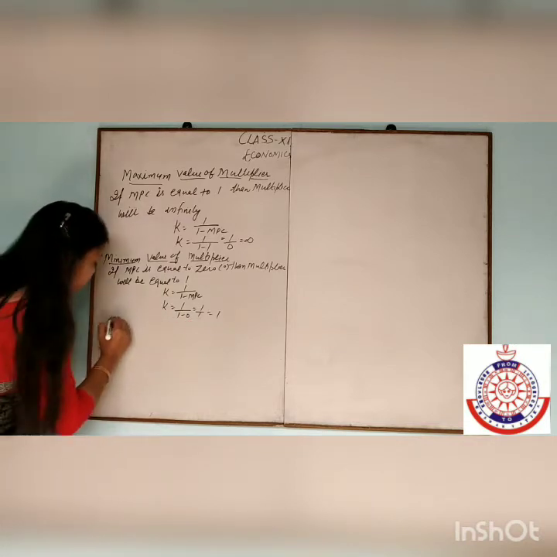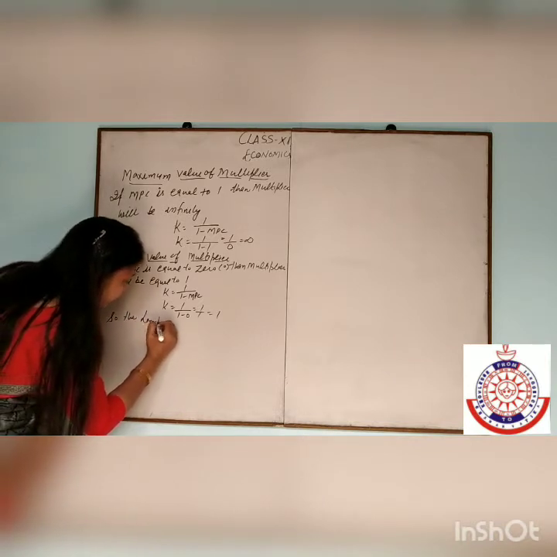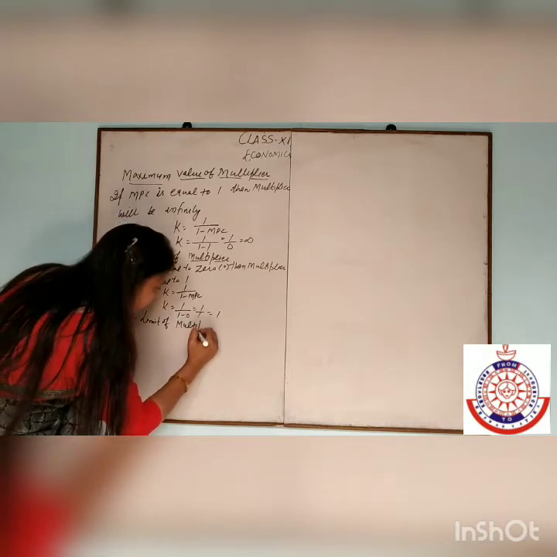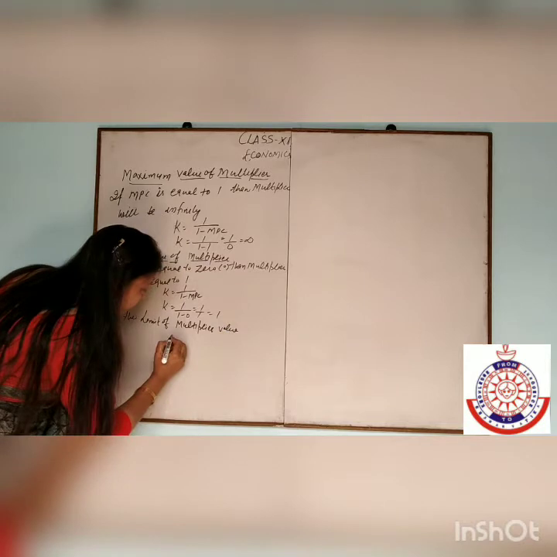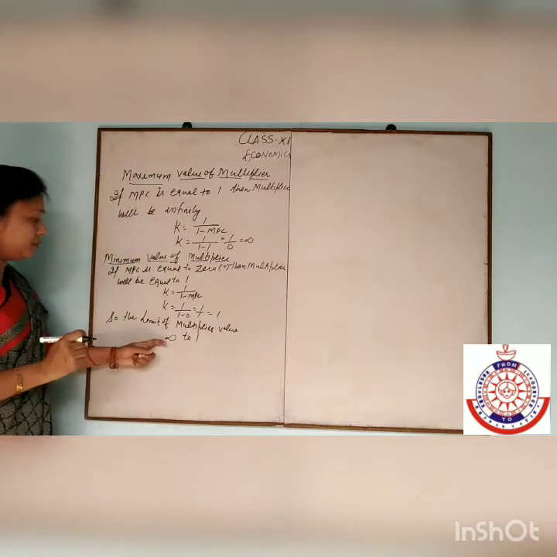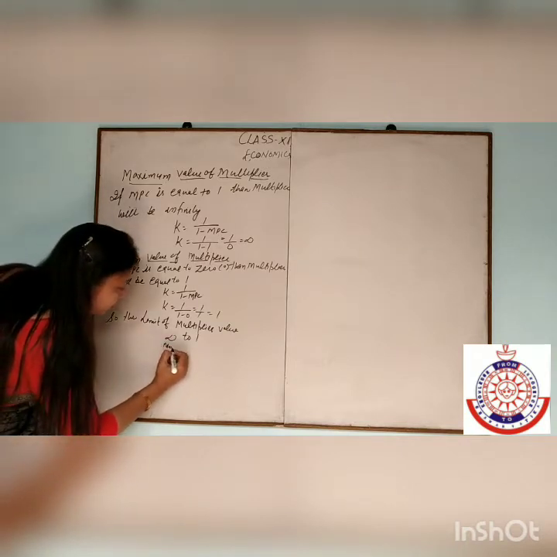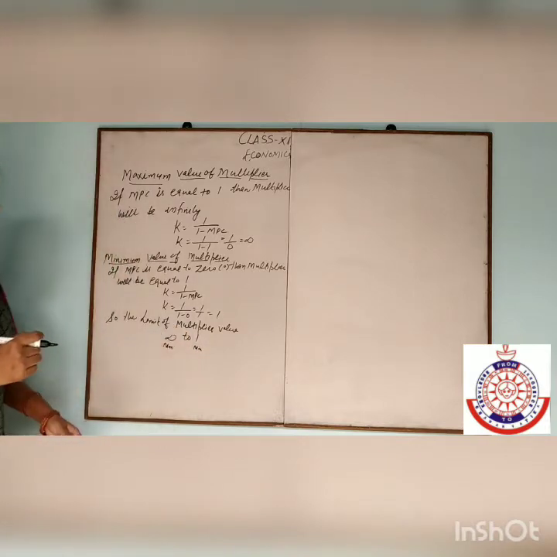So the limit of multiplier value is infinite to 1. This is a maximum and this is a minimum limit. This is a maximum value and this is a minimum value of multiplier.